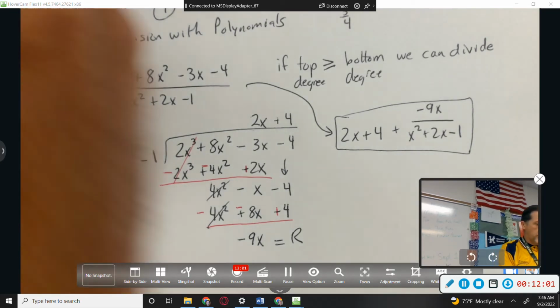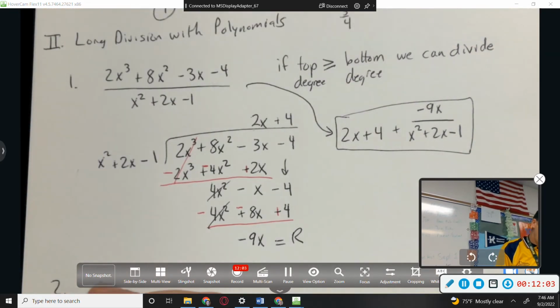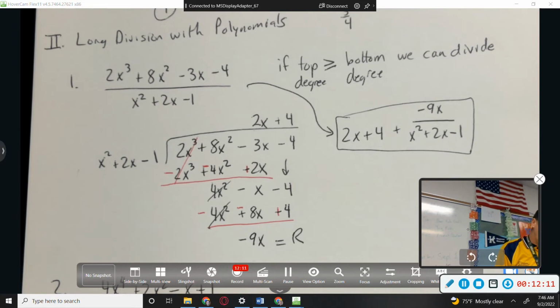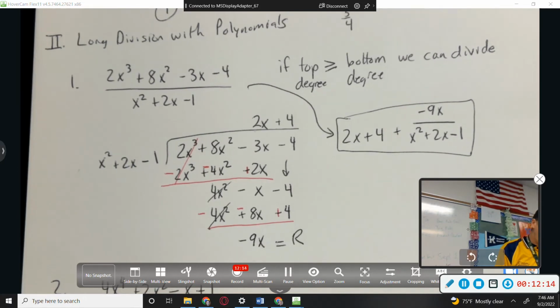Let's try another one. Four x to the fourth plus 2x squared minus x plus 1, all divided by x squared minus 2x plus 3.